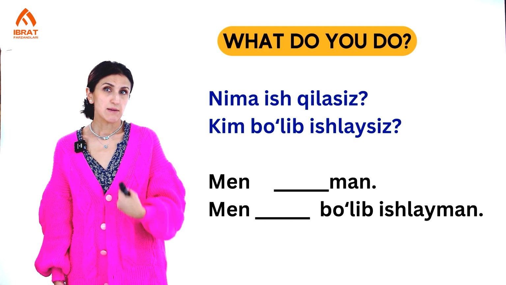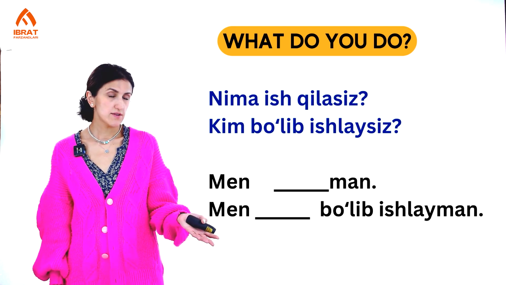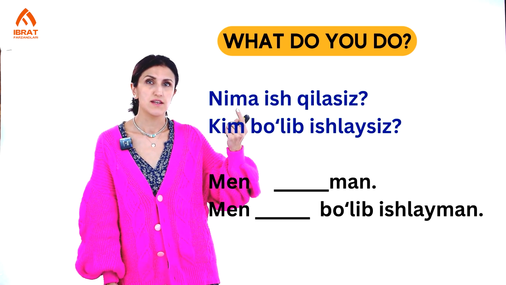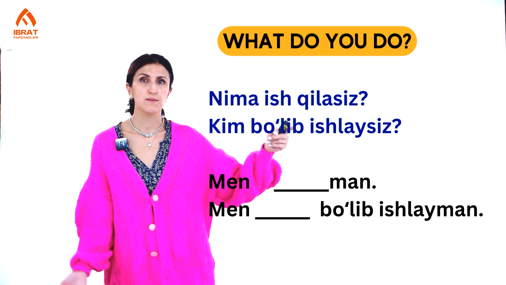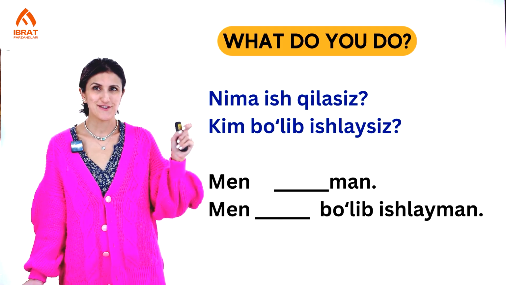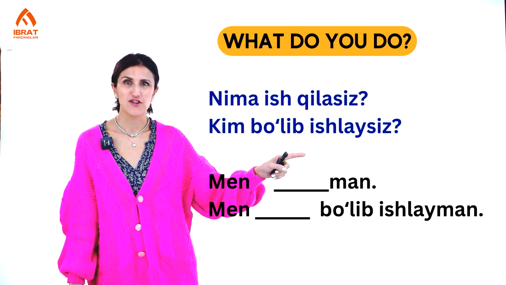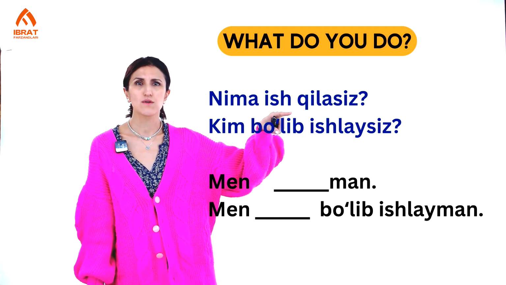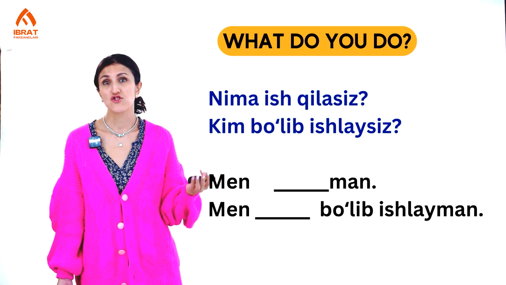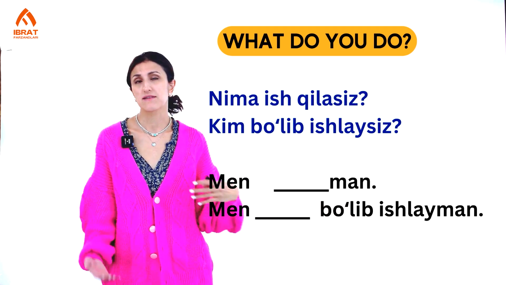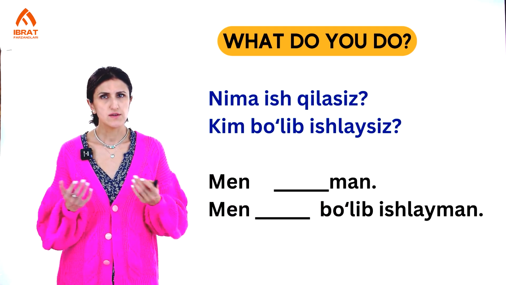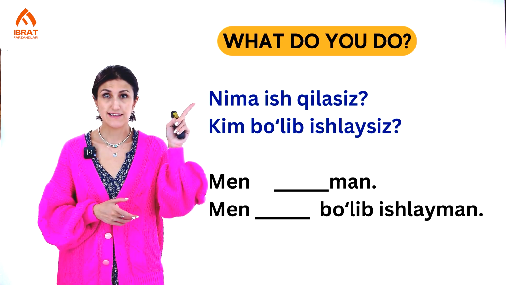Now you are asking me what I do, like what I do for a living. So you can ask either this one or this one. Which one do you choose? The shorter or longer? The one with verb, and this one is also with verb. This one has the word ish, which means job. Ishlayman means work. So you are asking me, Saida, what do you do? Go ahead, ask this one.